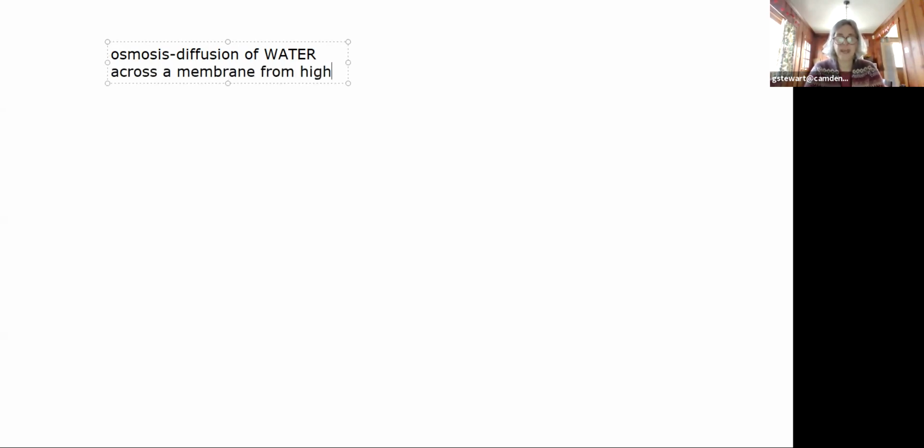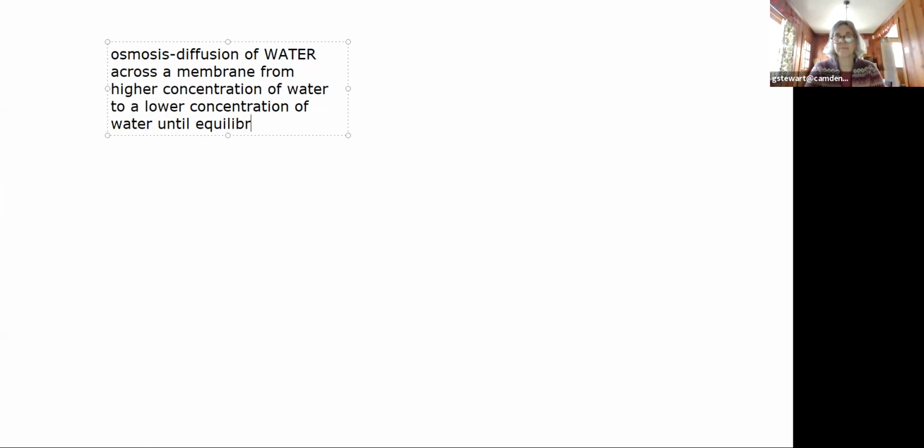from a higher concentration of water to a lower concentration of water until equilibrium. Right? So we're humans, we can't help it. We want to generalize, we want everything to be the same. It's not, okay? So this is a form of passive transport.